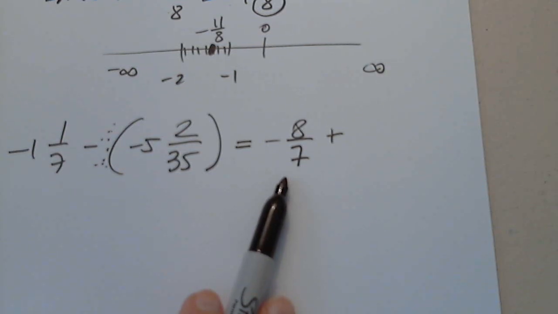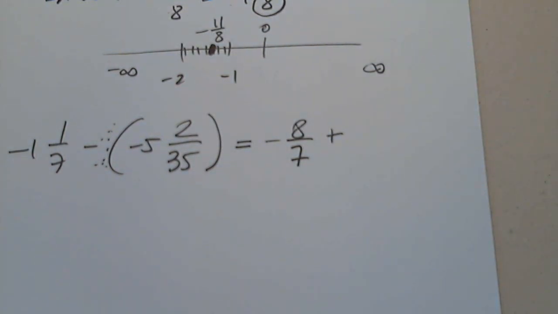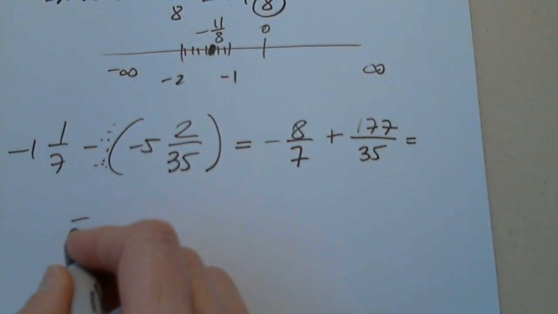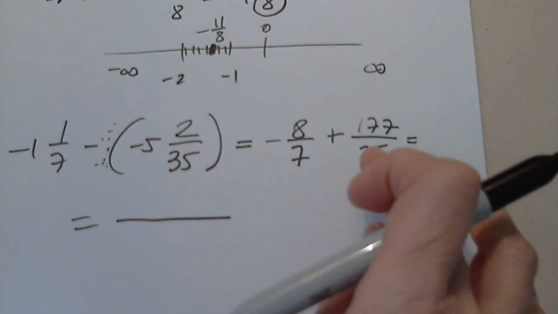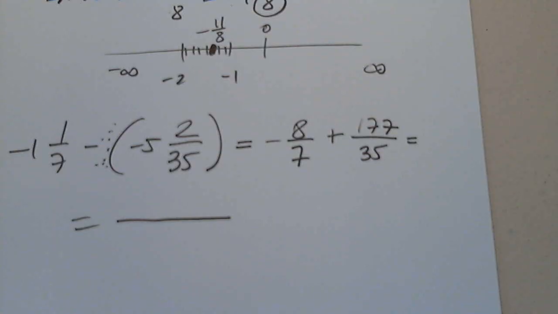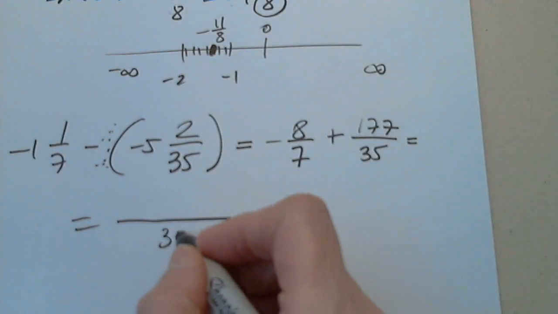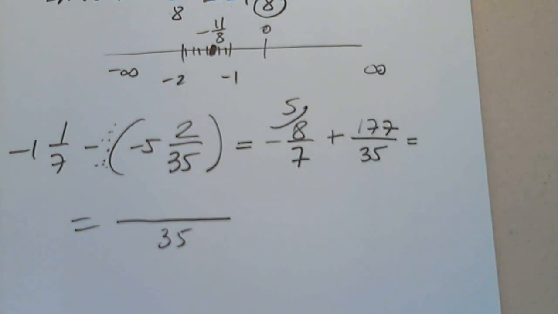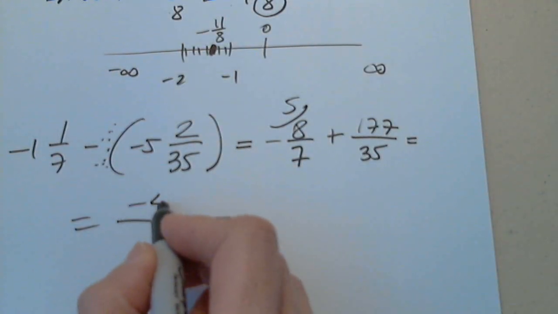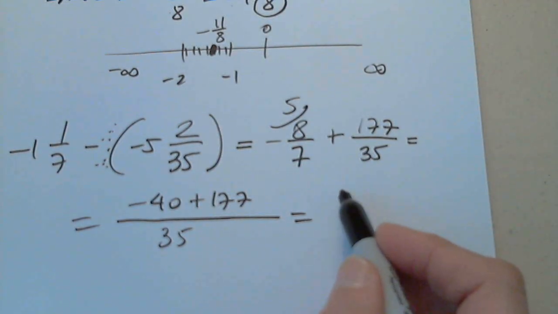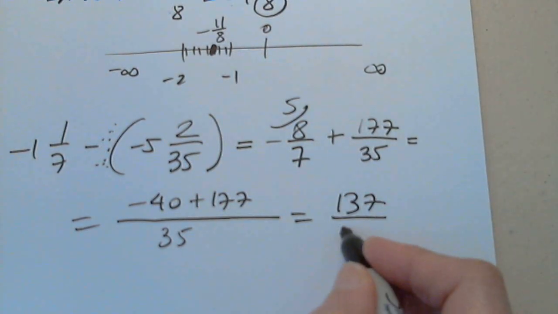Negative 7, 8 over 7. Negative times negative is positive. So we got 177 divided by 35. Again, this is an easy situation because 35 is a multiple of 7. So in that case, the least common denominator is 35, so we need a 5 here. So this will be negative 40 plus 177, which will be 137 divided by 35.